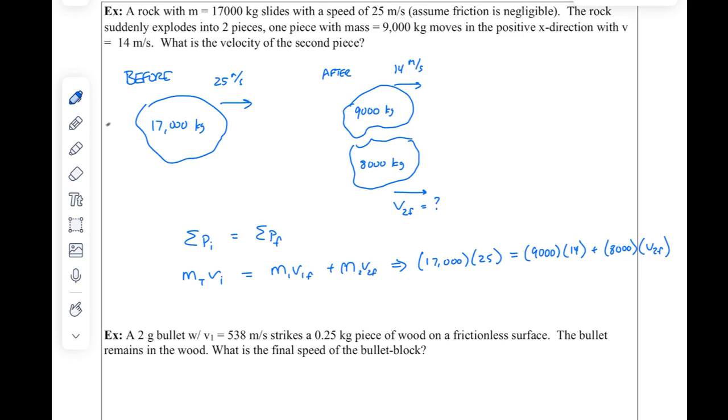So on my before side, 17,000 times 25, that is 425,000. And then 9,000 times 14, that is 126,000 plus 8,000 V2 final. And we should be able to subtract off the 126,000, divide by 8,000, and you should pause the video and calculate out what you get for V2 final. I will tell you, you should get 37.4 meters per second. And the fact that it came out positive means it's also moving to the right, because everything in our picture moving to the right is a positive value.